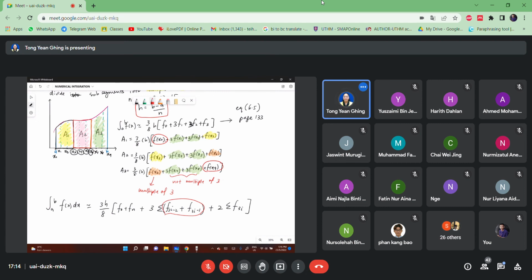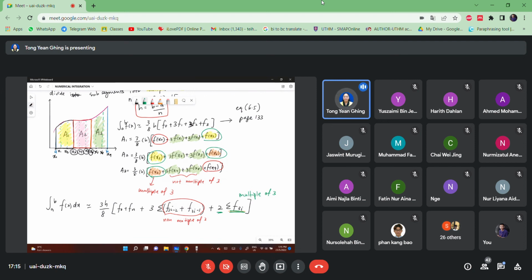Okay, and basically this is the fi. Those are non-multiples of 3, and this one is a multiple of 3. See? This appears 2 times. This multiple of 3 also appears twice. Okay, that's why here you have this one. So this is the formula.